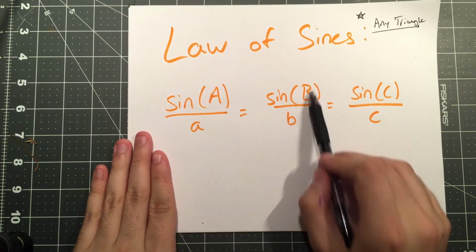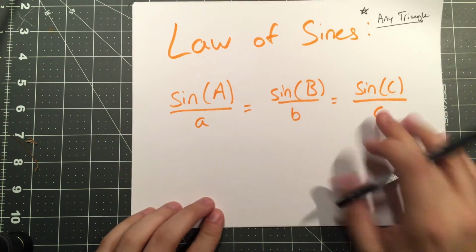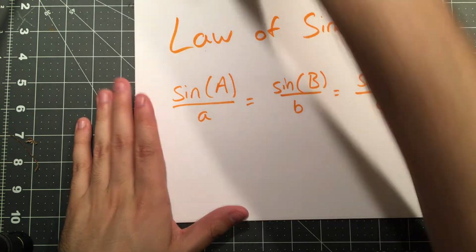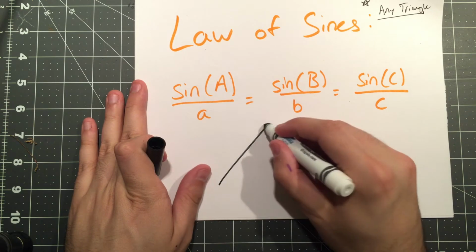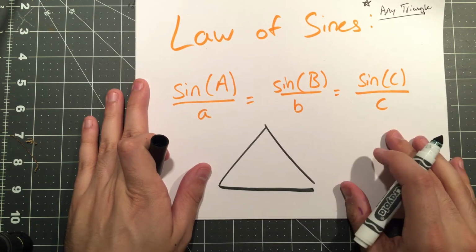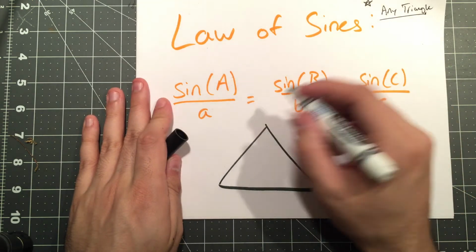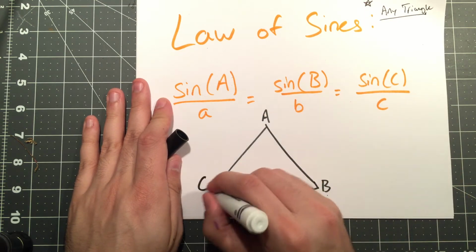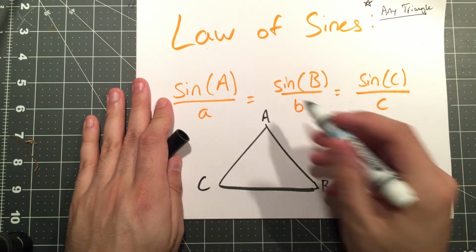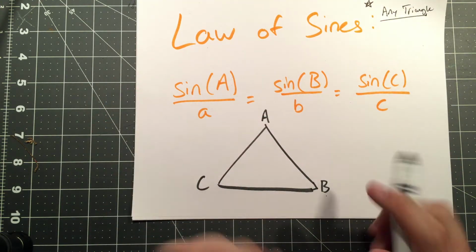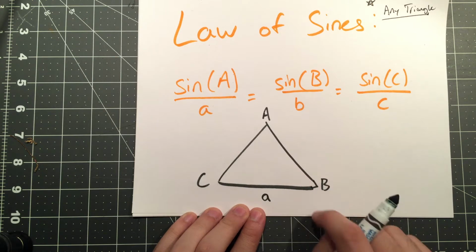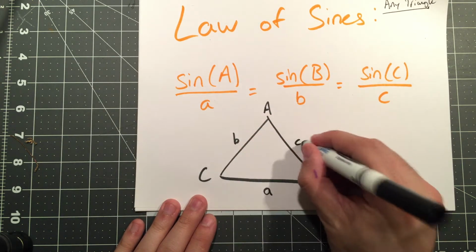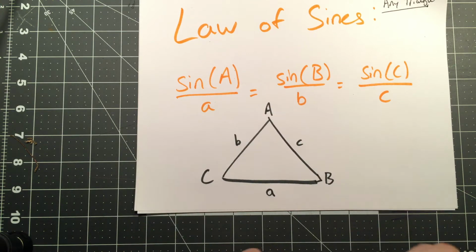Sine A over A, sine B over B, sine C over C. I'm going to draw a simple diagram to match this so we can start unpacking what this means. So let's just use this triangle. Capital letters are vertices, they are corners, they are angles. So the sine of A, B, and C. And then the sides are the lowercase ones. They are opposite. So A is over here, it's opposite A. B is opposite B. And C is opposite C.